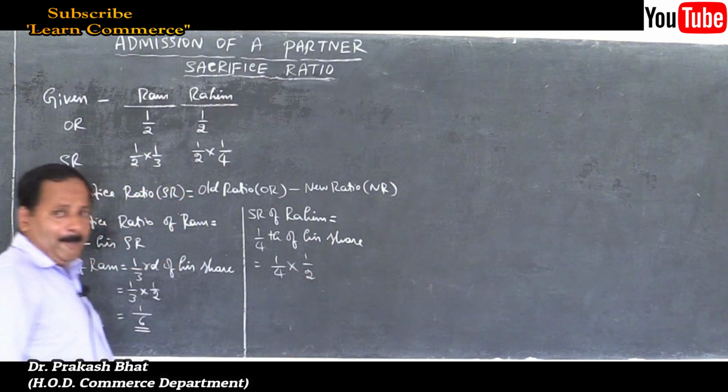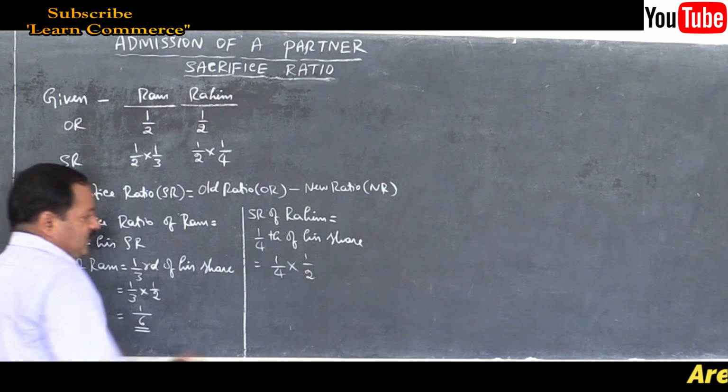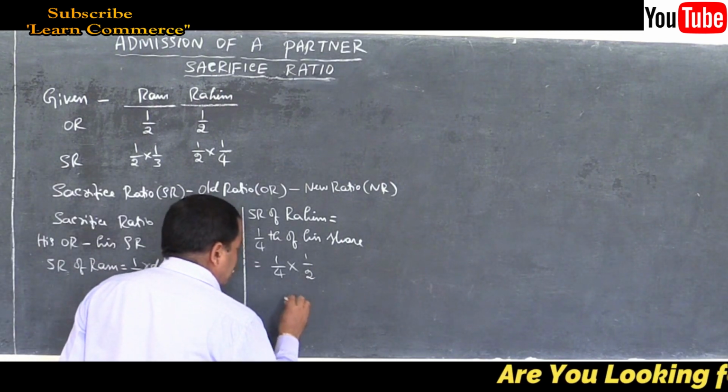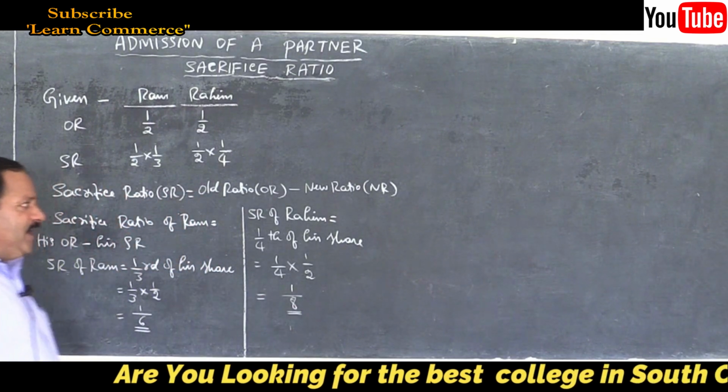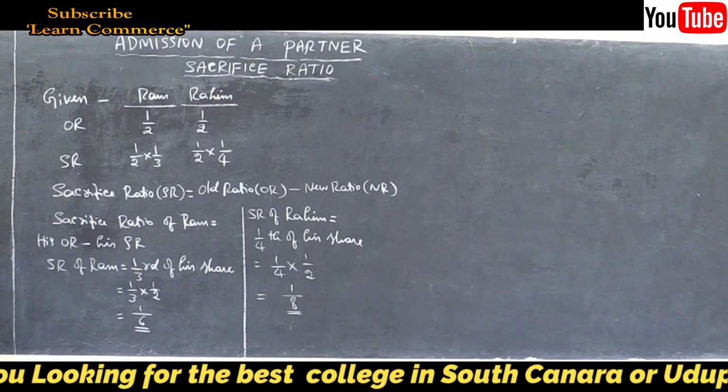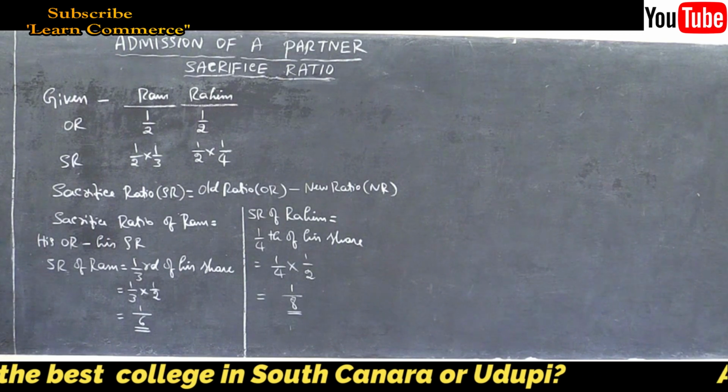That is equal. Ram and Rahim. So 4 twos are 8 and 1 ones are 1. This is the sacrifice made by Rahim. Now write the final answer.